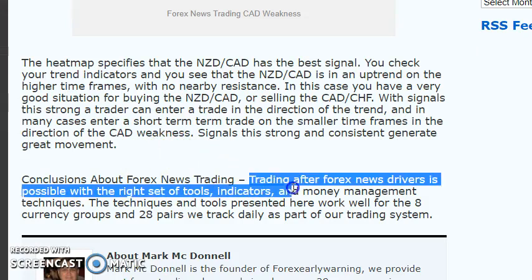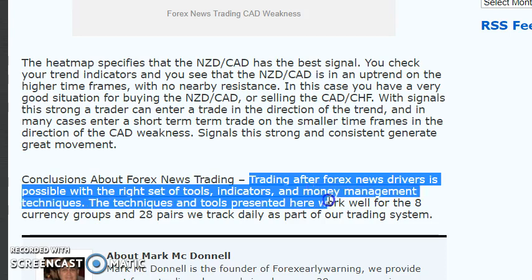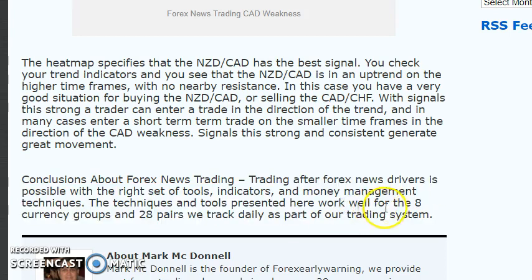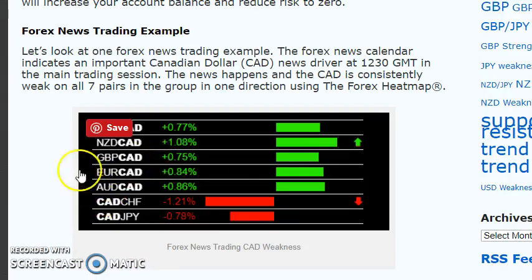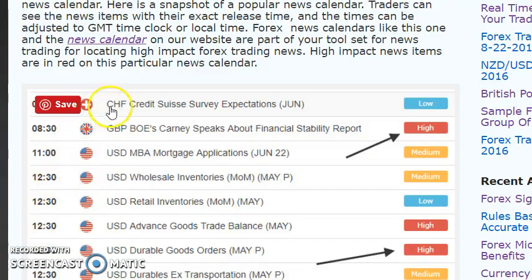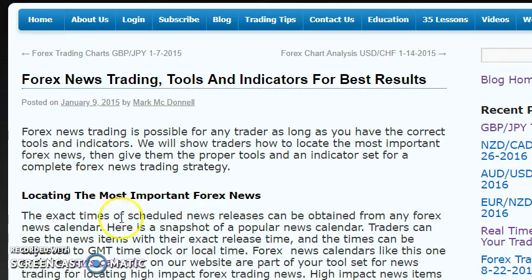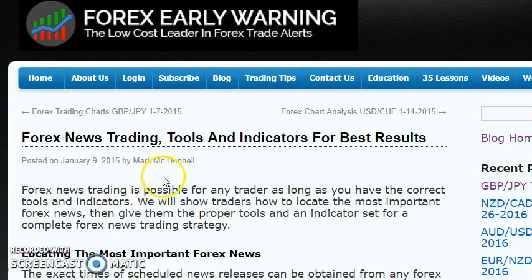So trading Forex news drivers is possible as long as you have the right set of tools and indicators and a money management technique. Everything we presented in this article works for 8 currencies and 28 pairs, all the Canadian dollar pairs, all the Swiss franc, British pound, US dollar, Japanese yen, all those pairs, 28 pairs. We can show you how to trade the Forex news with these simple indicators.